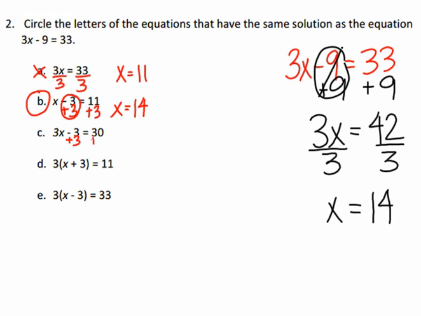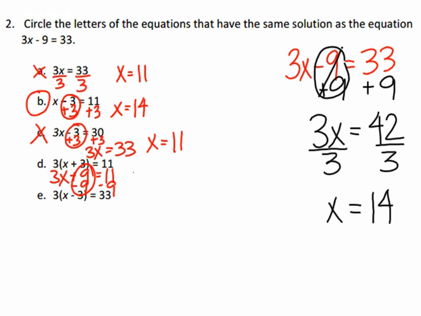Part C, add 3 to each side. So we get 3x equals 33. And when you divide each side by 3, you get x equals 11. So C does not work. Part D, I need to distribute. So I have 3x plus 9 equals 11. Subtract 9 from each side to get 3x equals 2, and that has a final answer of x equals 2/3, so part D does not work.